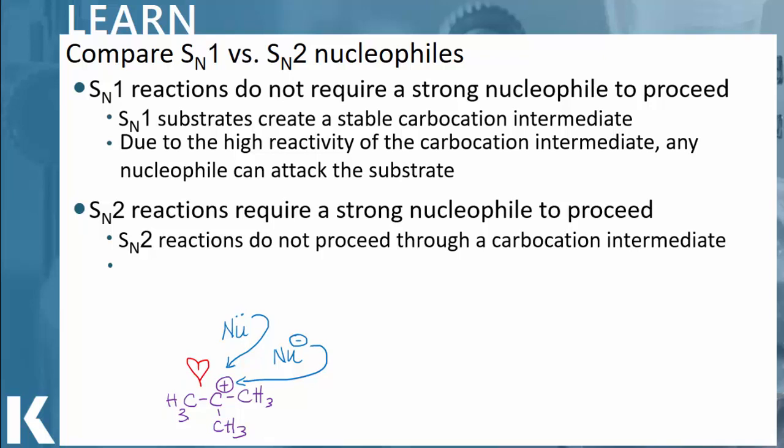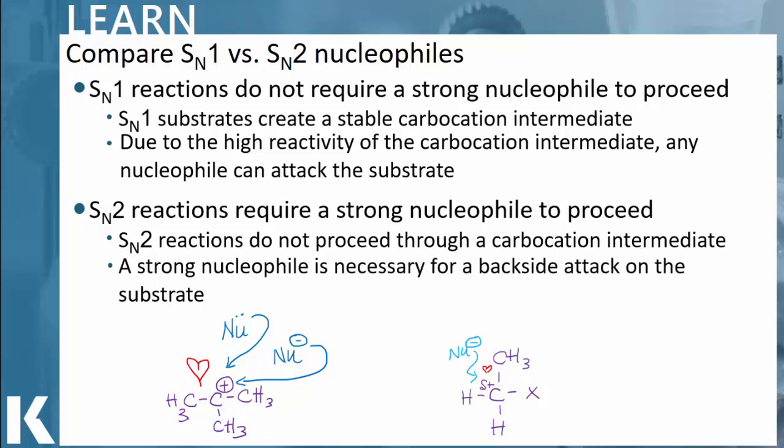And here let's model an example like so. I've got a carbon here with a leaving group and some hydrogens and maybe a methyl group. So while that carbon in the middle does have a partial positive charge, it's just not a great electrophile. So we can model that with having just a little heart. And because of this, the nucleophile by nature has to be strong in order for this attack to occur. So a strong nucleophile is going to be necessary for that attack on an SN2 substrate.